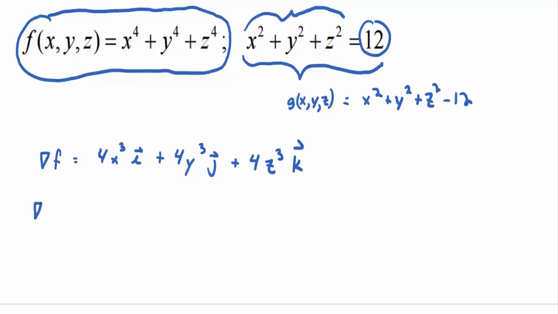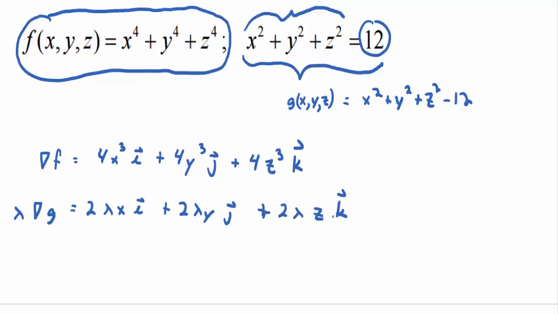Del g. You could go ahead and throw in the lambda right now, lambda del g if you want, or take the partials and then multiply by lambda. What do you get? Lambda 2x. I'm going to say 2 lambda x just to be a rebel. But it doesn't matter, does it? You're right, I'm right. Yeah. Okay, and then plus derivative with respect to y times lambda. 2 lambda y, and then that's the j component. Plus 2 lambda z. And that's the k component.